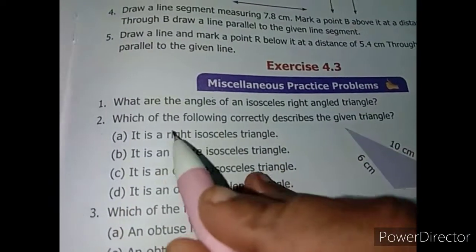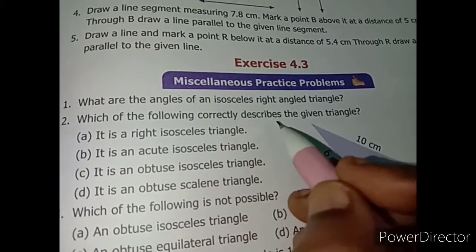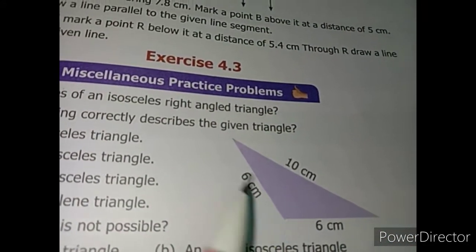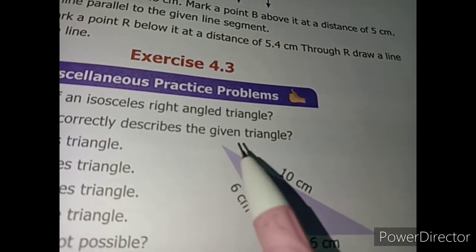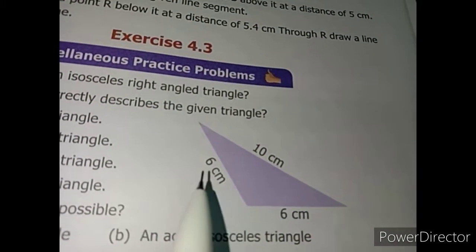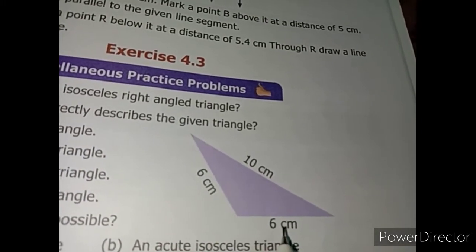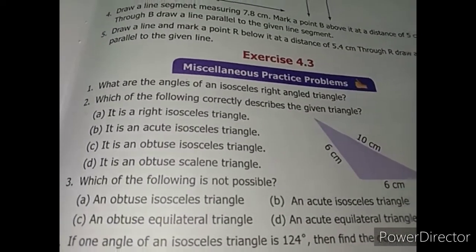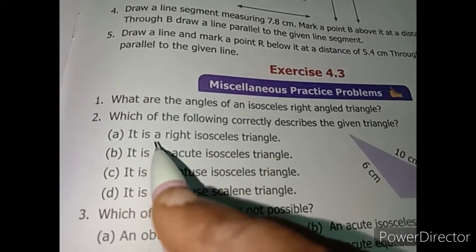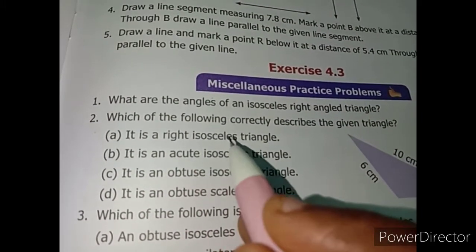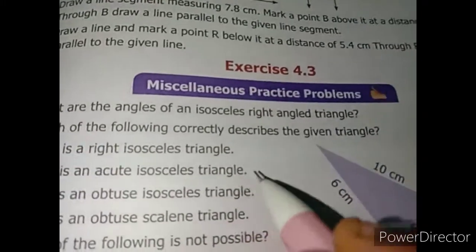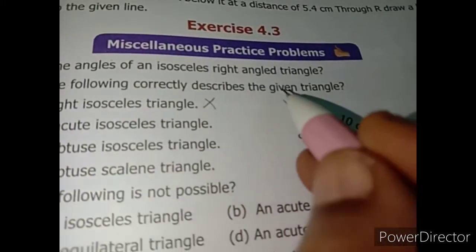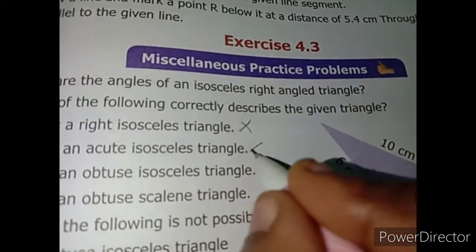See the second question. Which of the following correctly describes the given triangle? This is the triangle given. If you see, it is obtuse because it is crossing 90 degrees. It is above 90 degrees, so it is an obtuse angle, and two sides are equal, so it is isosceles, and the other side is greater than the other two. So we have to see what options are given. It is a right isosceles triangle. It is not a right angle, so this is not the answer. It is an acute isosceles triangle. No, it is not acute, it is an obtuse angle. So this is also not correct.